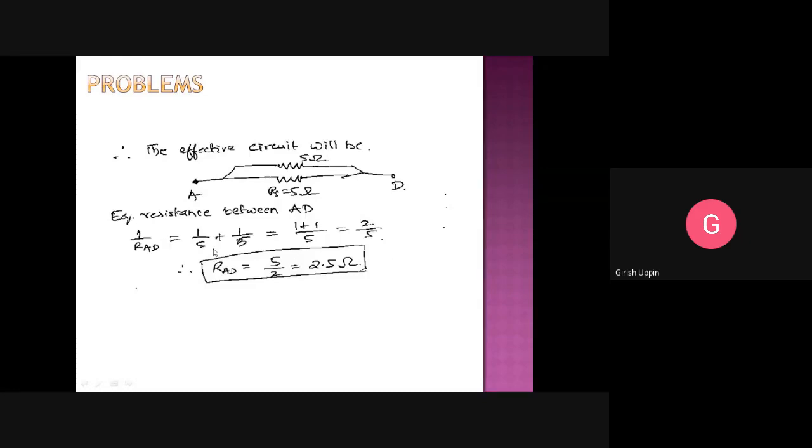Or you can use the general formula. 1 divided by RAD, the resistance between A and D, is equal to 1 by 5 plus 1 by 5, which is equal to 2 by 5. So reciprocate the left hand side and the right hand side. The reciprocal of the left hand side is RAD, the reciprocal of the right hand side is 5 by 2, that is 2.5 ohm.